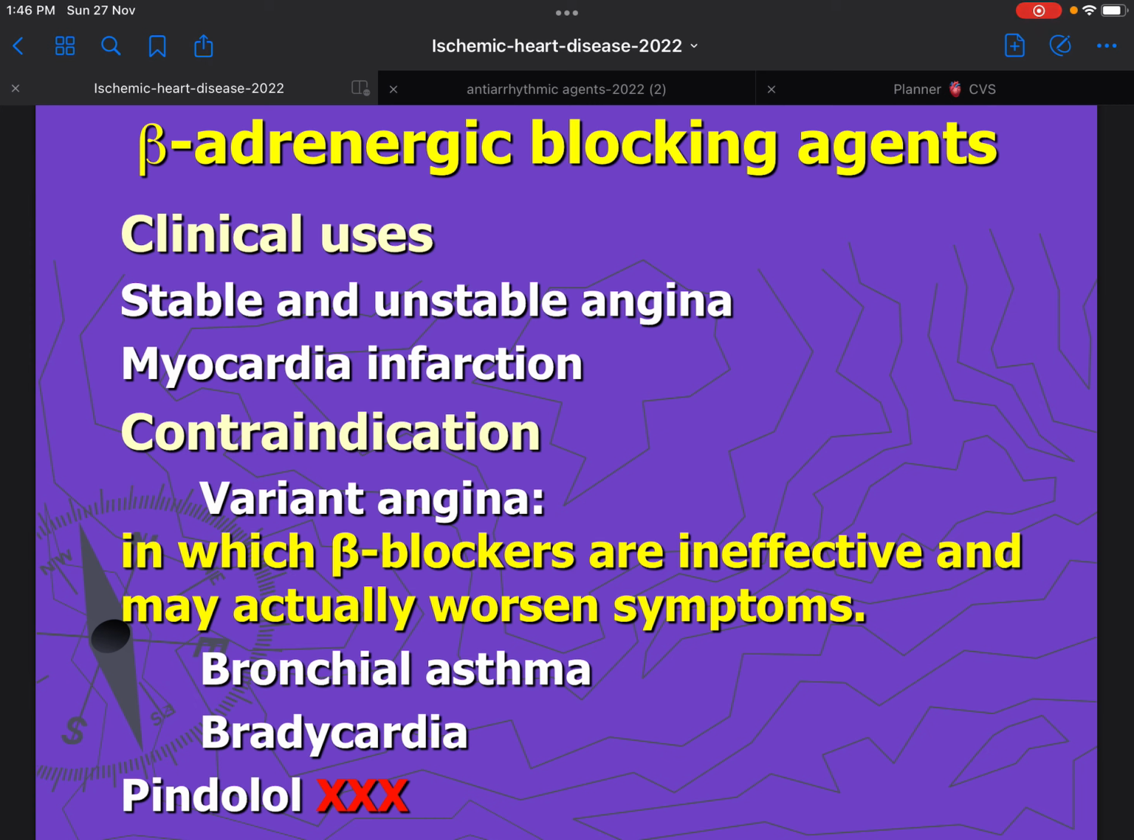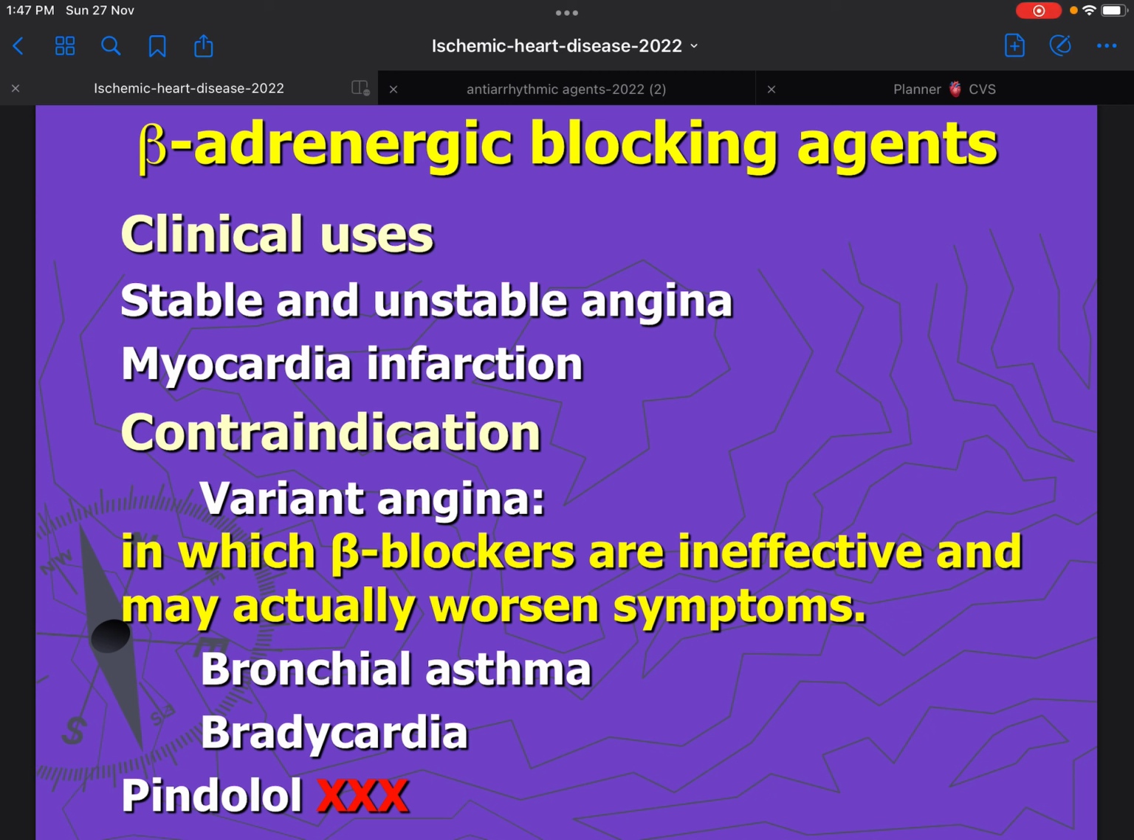A contraindication well known to us is bronchial asthma. Why is it contraindicated? Especially for the non-selective ones, because it's going to cause bronchoconstriction: a non-selective beta-adrenergic blocker is going to block the beta-2 adrenergic receptor that's present in the bronchi. Shabab, please. Pindolol, does it cause bronchoconstriction? Yes, it may increase activation of the alpha-1 adrenergic receptor and cause constriction, because it has intrinsic activity.